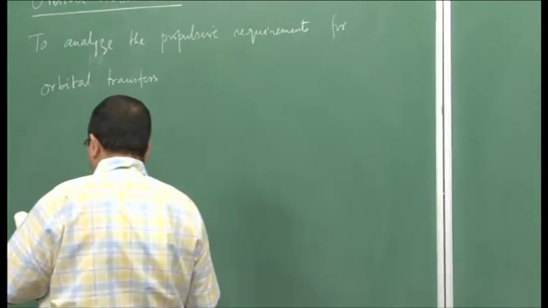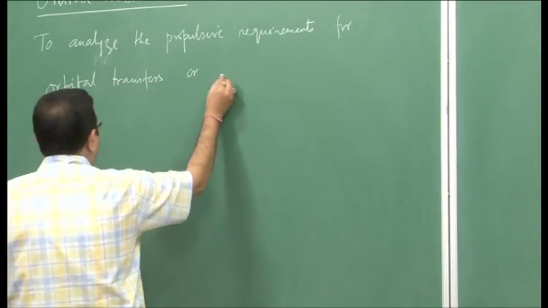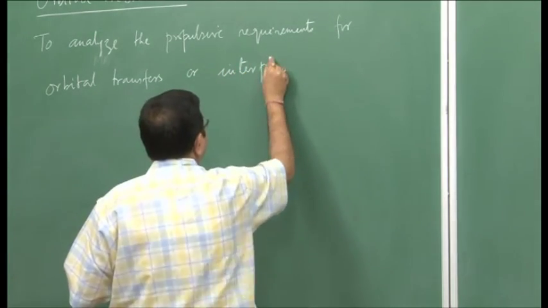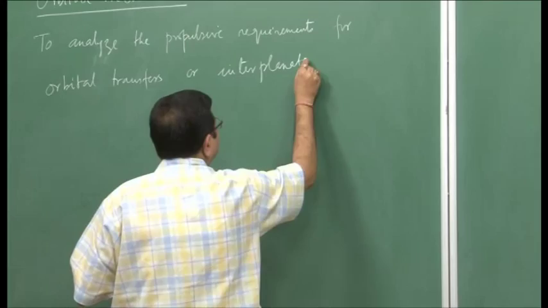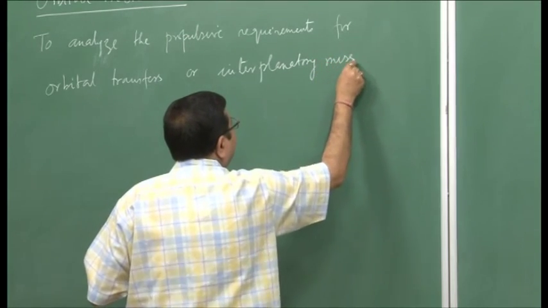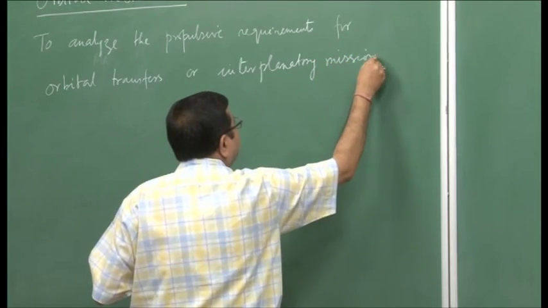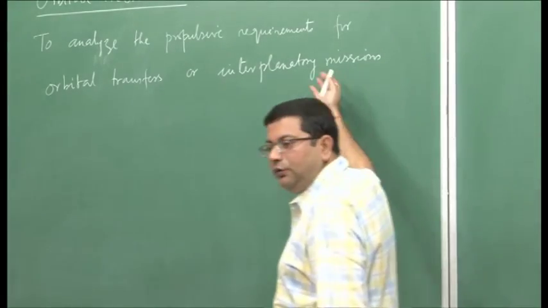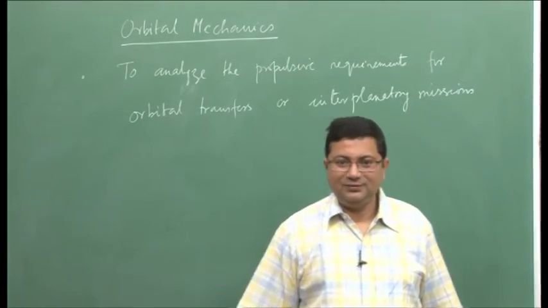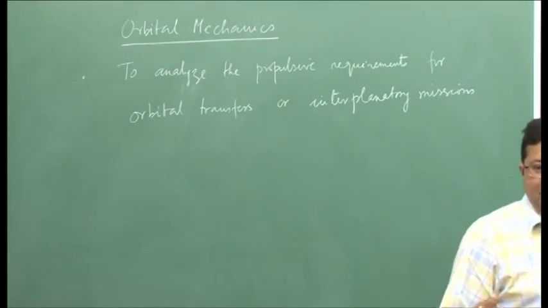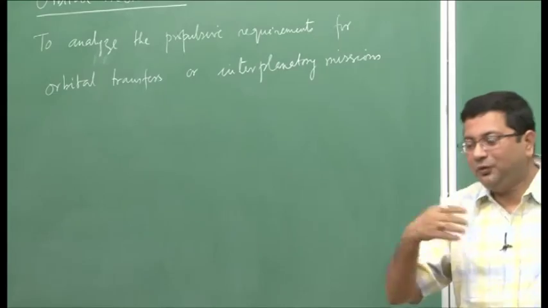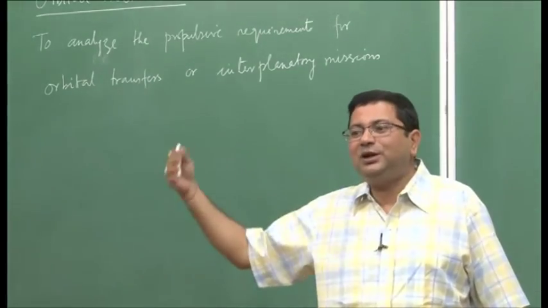So, for orbital transfer or interplanetary missions, let us say we want to go from Earth to Mars. That mission requires certain well defined maneuvers, where it has to go to one orbit, to another orbit, to another orbit, like that.